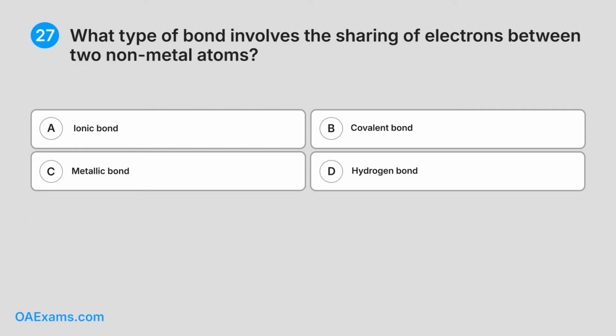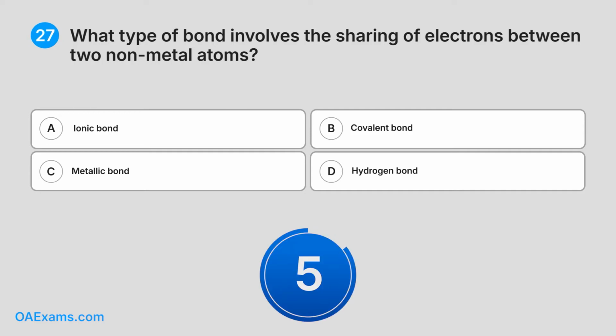27. What type of bond involves the sharing of electrons between two non-metal atoms? A. Ionic bond. B. Covalent bond. C. Metallic bond. D. Hydrogen bond. Can you guess the answer?